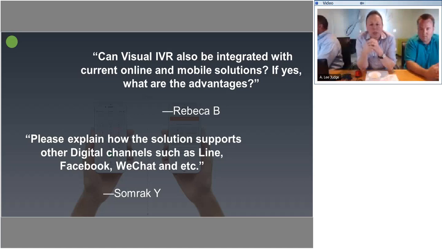Likewise, it can be built into your mobile app as well. So if you want to offer that seamless connectivity from the mobile app to the contact center and bridge that disconnect, Visual IVR actually allows you to do that.